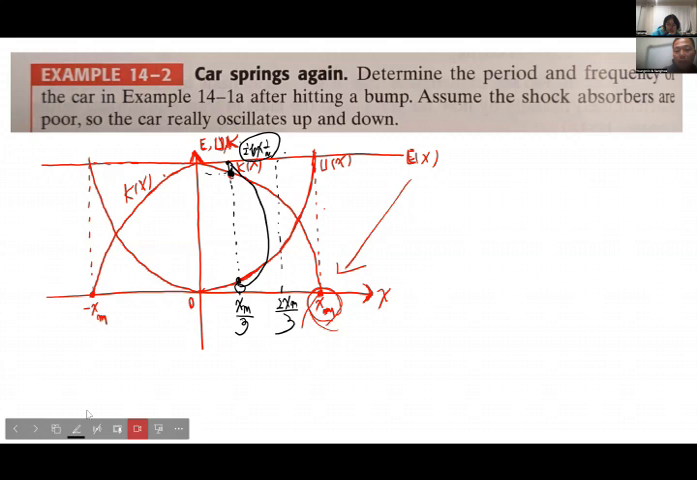Same thing if you choose maybe 2/3 of xm. At that point, the kinetic energy is slightly lower than at xm/3, but you have more potential energy right there. So you add this amount of potential energy on top of this kinetic energy, and the total energy is still 1/2 kxm squared. What I'm telling you is it doesn't matter where you're standing on the horizontal axis. The sum of kinetic energy and potential energy is always the same, 1/2 kxm squared. It doesn't change. That indicates energy conservation.